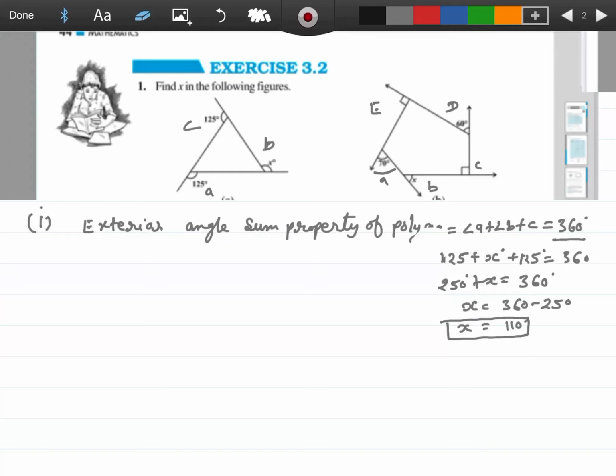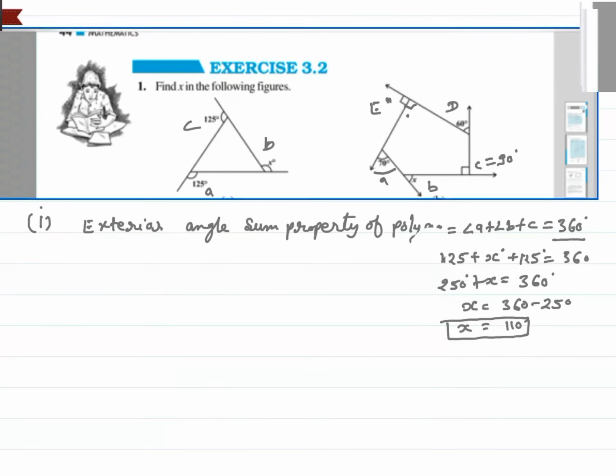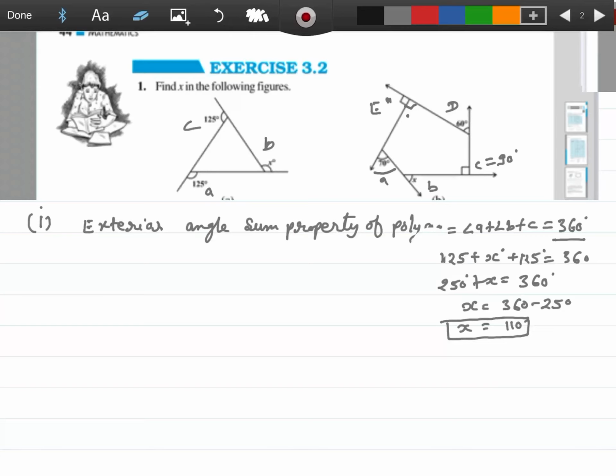With the help of the linear pair angle property, angle C is equal to 90 degrees. You can see this is a linear pair of angles. Similarly, E will be 90 degrees. This is also a linear pair of angles. So angle E is equal to 90 degrees, angle C is equal to 90 degrees, and x is unknown here.